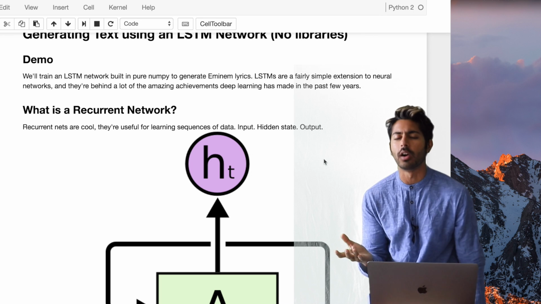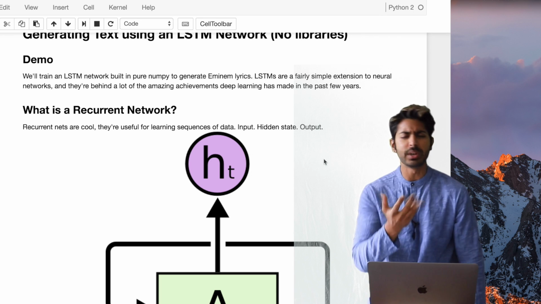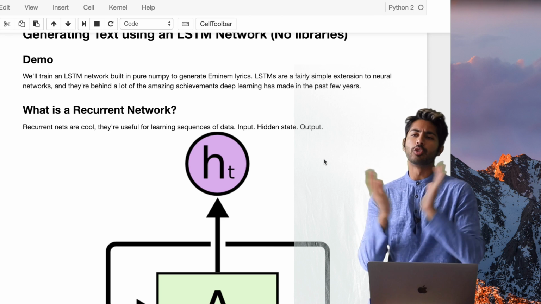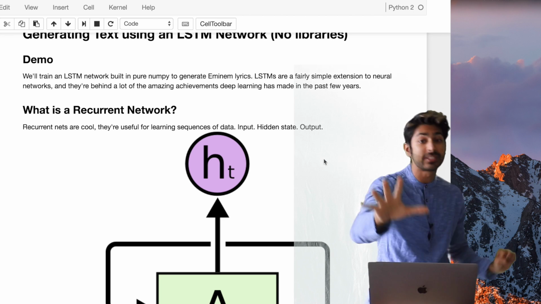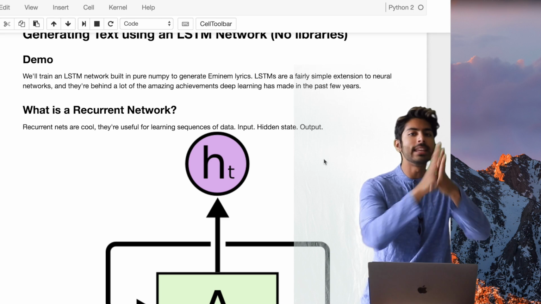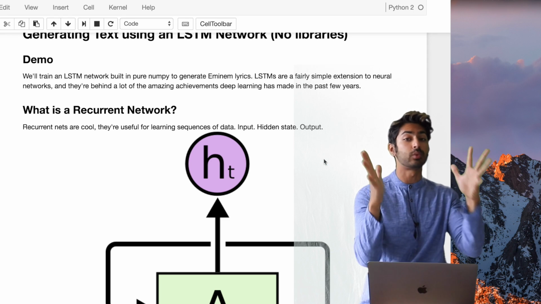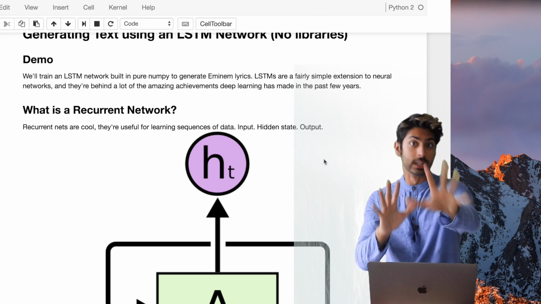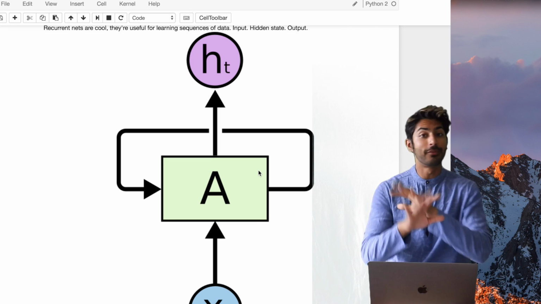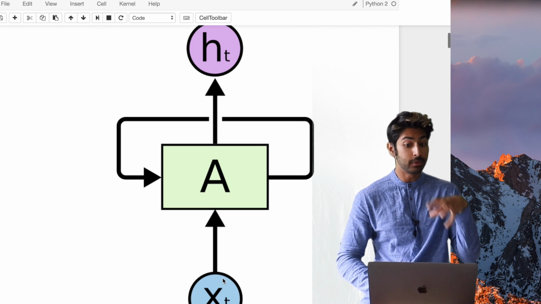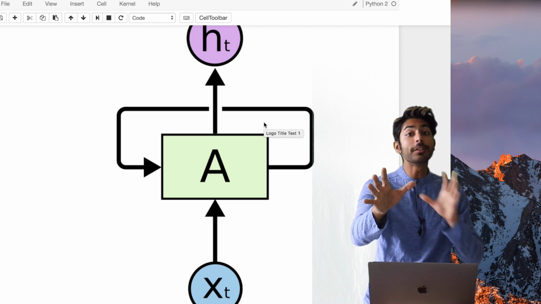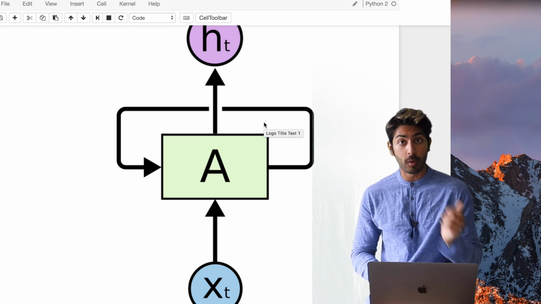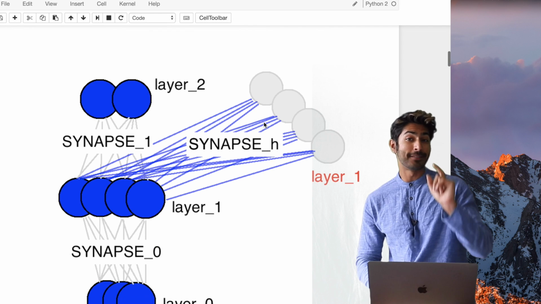Recurrent networks are cool. They're useful for learning sequential data. We know this. A series of video frames, text, music, anything that is a sequence of data, that's where recurrent networks do really well. That's what they're made for. They're very simple. You have your input data, and then you have your hidden state, and then you have an output. And so the difference between recurrent nets and feed-forward nets is that recurrent nets have something different here.